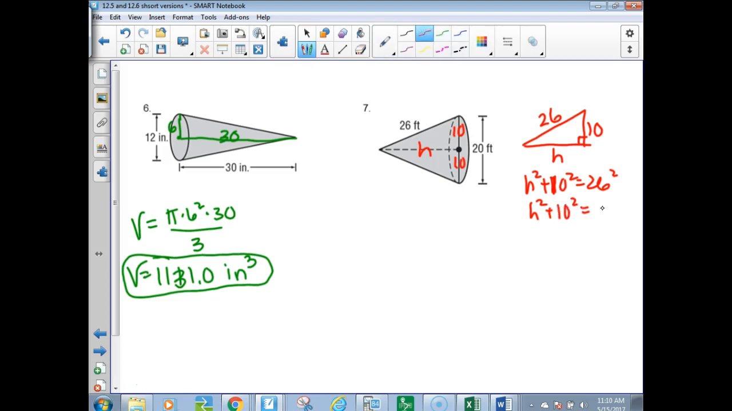Okay. 26 squared is 676. 10 squared is 100. I'll replace that here. We subtract 100 from both sides. We get h squared is 576, which is a perfect square. The square root of 576 is 24.